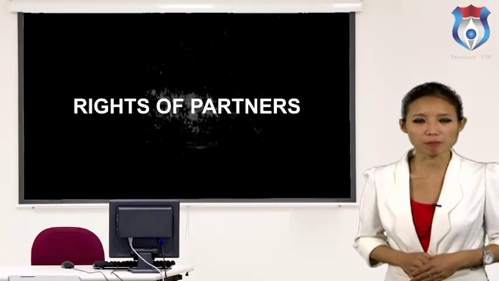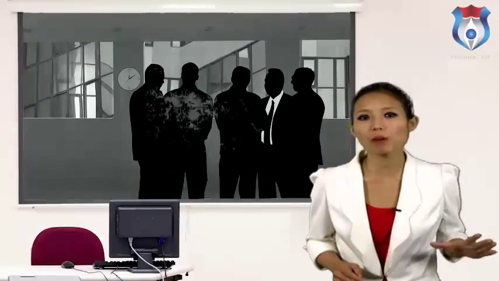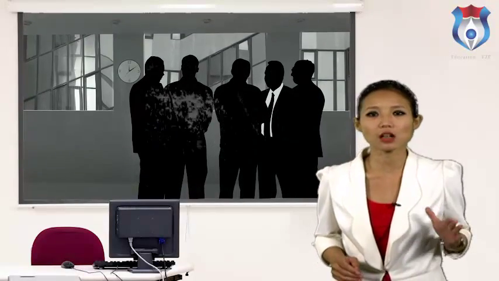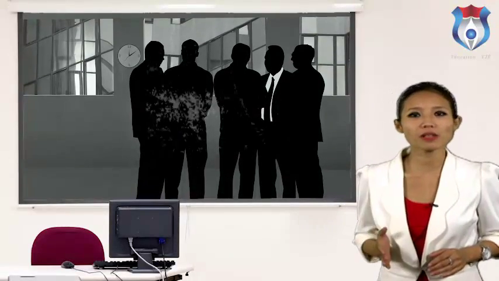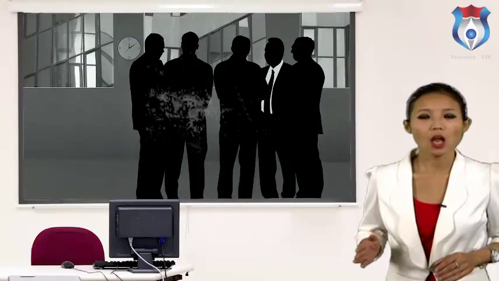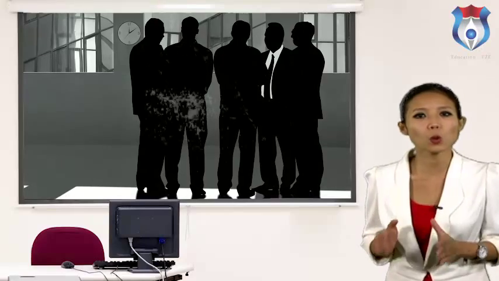Right to take part in business. In the absence of any agreement between the partners, every partner has a right to take part in the conduct of the business. Right to be consulted. The ordinary matters of the business may be decided by the majority, but no change can be made in the nature of the business without the consent of all the partners. Right to access the books of account. Every partner has a right to access, inspect and take copies of the books of the firm. The minor partner has a right to inspect and copy the accounts of the firm, but not the books.